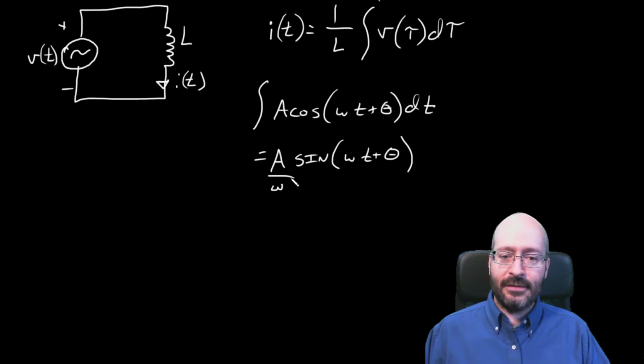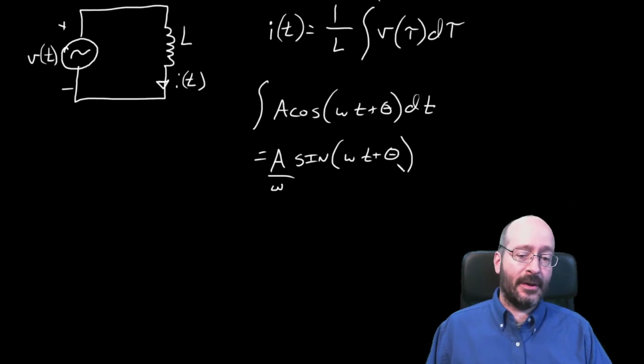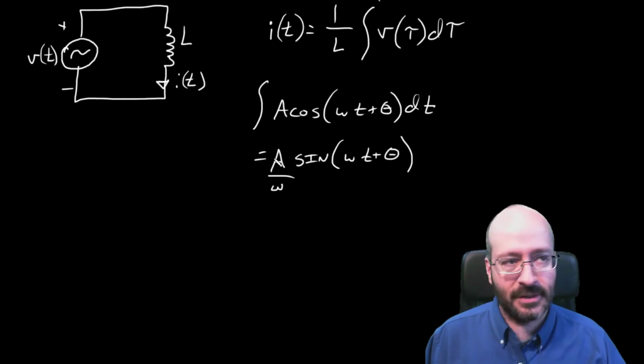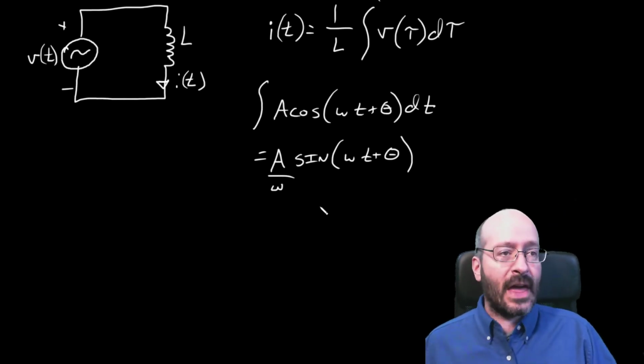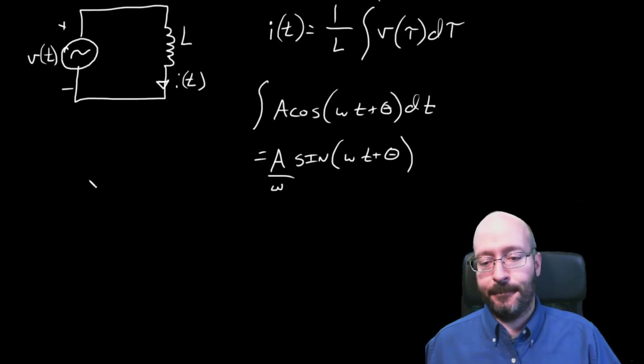Okay, if I derive that, I should get back to the voltage, right? So if I derive a sine, I get a cosine, and it's going to have all the same stuff inside. And the omega is going to pop out because of the chain rule, but it's going to pop out in the numerator, so that will cancel there. And A is a constant, so it's just kind of along for the ride. So that integral looks good to me. Hopefully it looks good to you too.